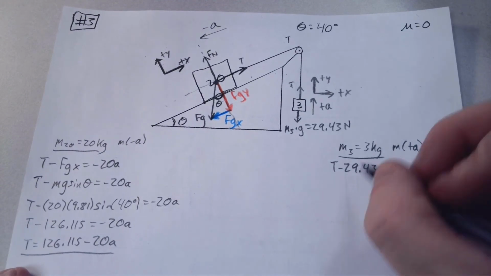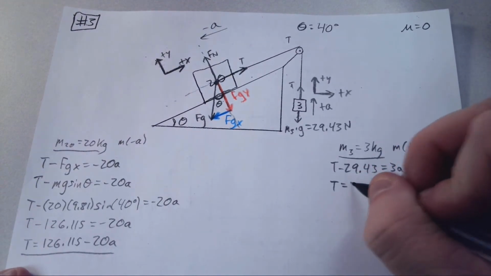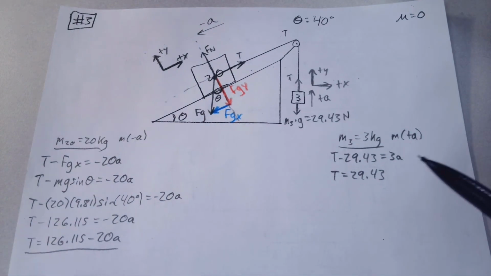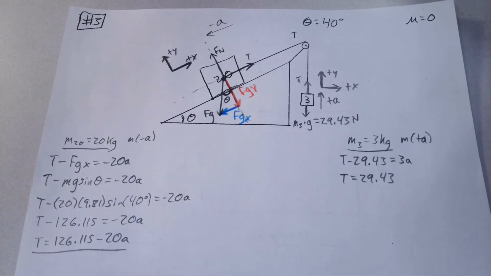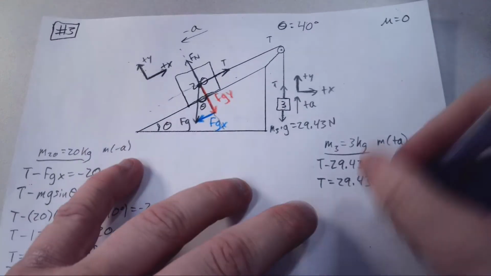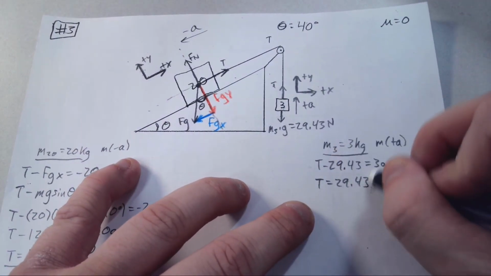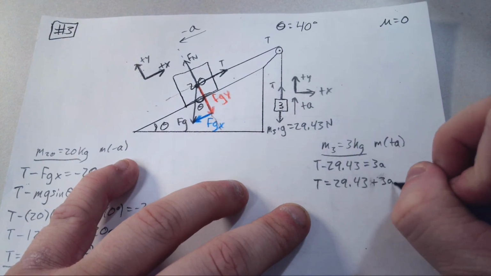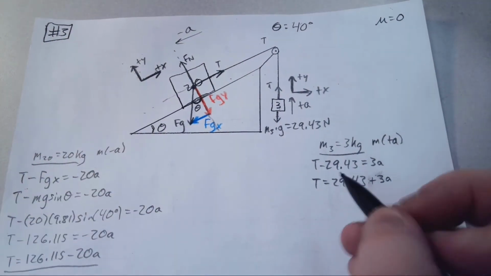And we'll go ahead and add 29.43 over there. The reason we keep seeing 29.43 is that when I was creating these problems, apparently I just couldn't be more creative than putting 3 down here for the mass. Oops, sorry. That should be 29.43 plus 3a, and that's my equation.